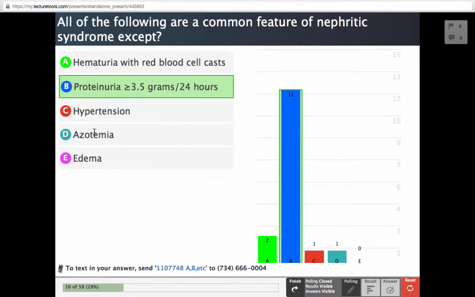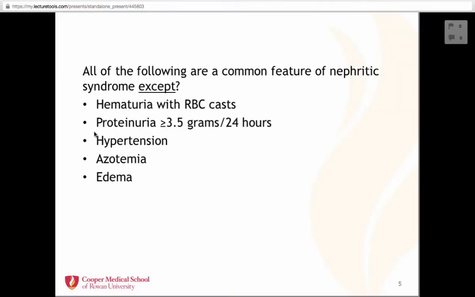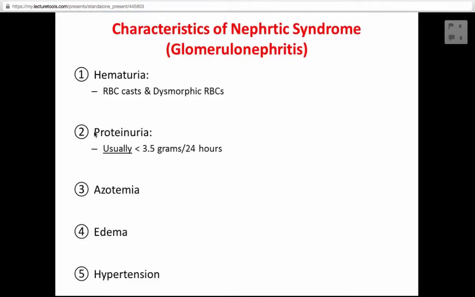Okay, so what do you guys think? Protein in the urine, 3.5 grams. Okay. What do we call it if you're spilling that much protein in your urine? Nephrotic proteinuria. So if we take a look at what constitutes nephritic syndrome, these are really the five major clinical characteristics. Hematuria, with the associated red blood cell casts and dysmorphic RBCs. And what do we mean by dysmorphic RBCs?